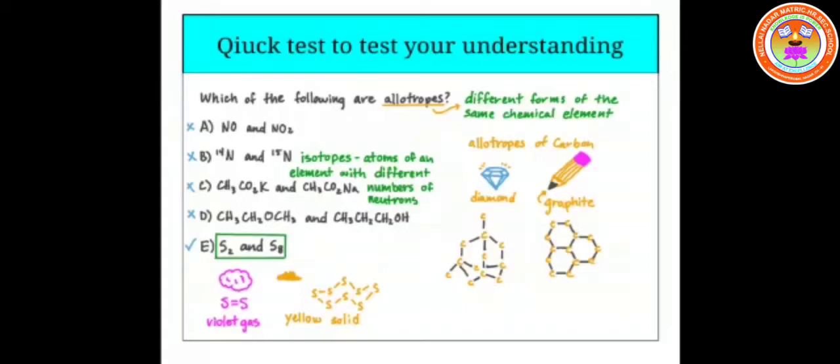CH3COOK. What is this compound? Potassium ethanoate. What is the second compound there? And CH3COONa. Sodium ethanoate. It is ethanoic acid with one hydrogen removed. As a result, the first one is the potassium salt of ethanoic acid, and the second one is the sodium salt of ethanoic acid. Okay, children. Then coming to the fourth option.